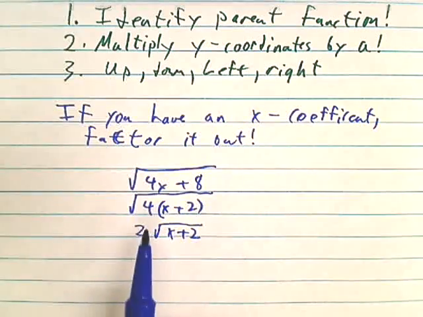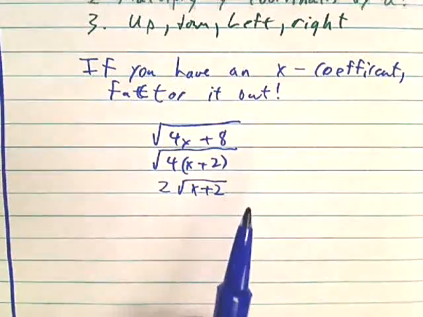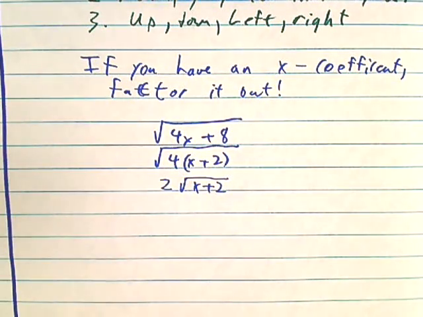So if you have a coefficient in front of the x, factor it out like this and then finish the rest of the problem. And that's it for your notes. Go ahead and do your left-hand side.